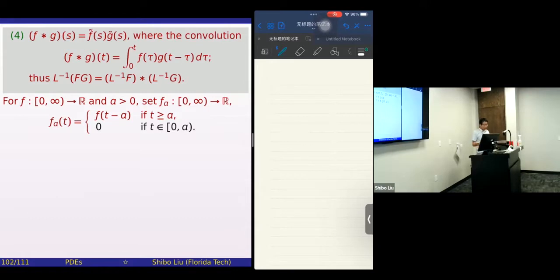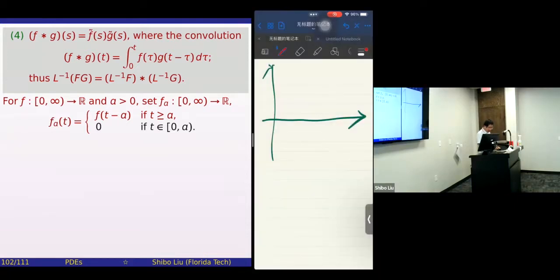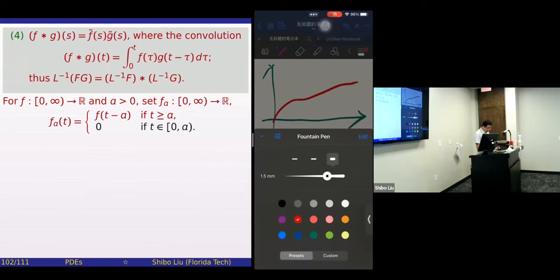Maybe you can draw a picture for this function. Suppose this red one is the graph of f. Then maybe a is here.